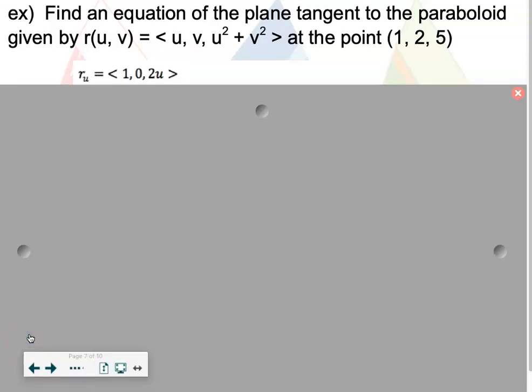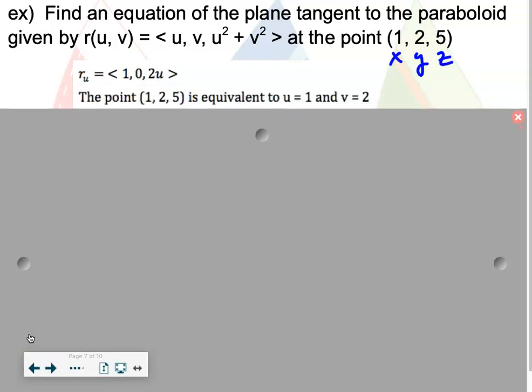I'm going to pause. All right, r sub u: the derivative of u is 1. There are no u's in the second component, so it'd be 0, and then 2u, right? Does that make sense for your partial u? Okay, and then at this point, remember, this is an x, a y, and a z. So for r sub u at that point, you're figuring out what u and v are. It's not like you're plugging in a 1 or a 5 or a 2.